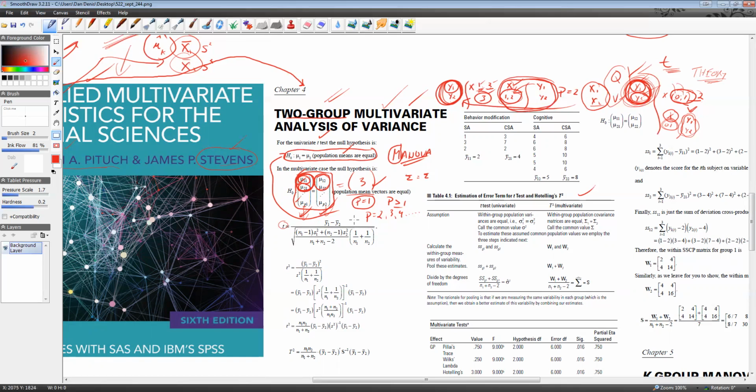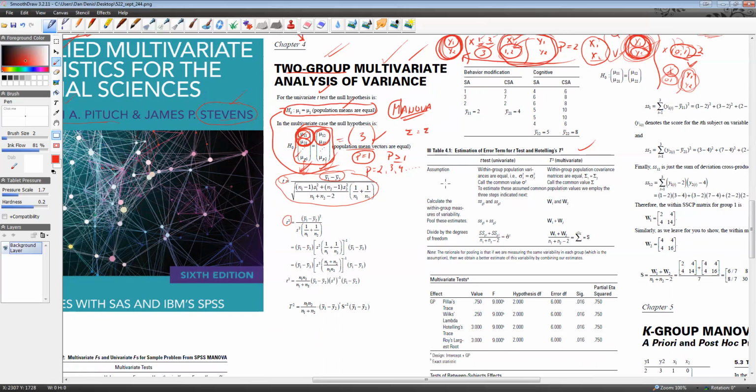Well, to show this, we start off with univariate t. There's univariate t. Okay, so that looks familiar. There's our mean difference. There's our pooled variance term over here. Well, we're going to square these terms, because we're trying to develop something called Hotelling's t-squared. So we're going to square them.